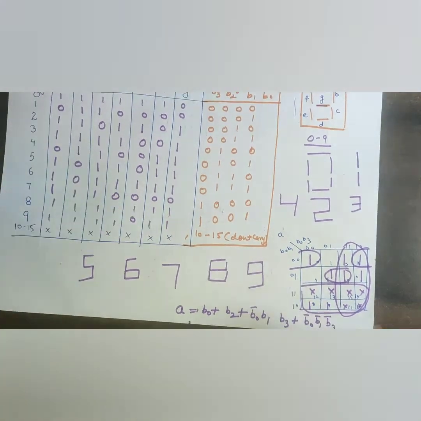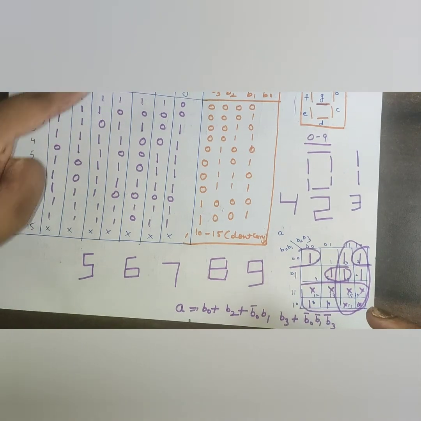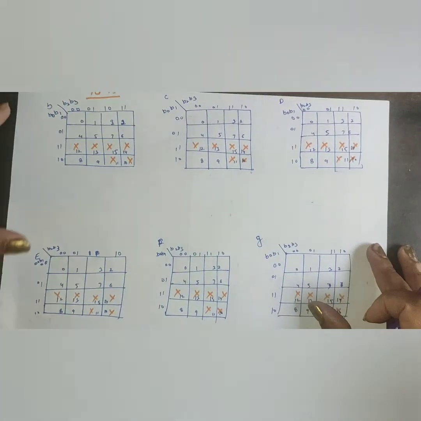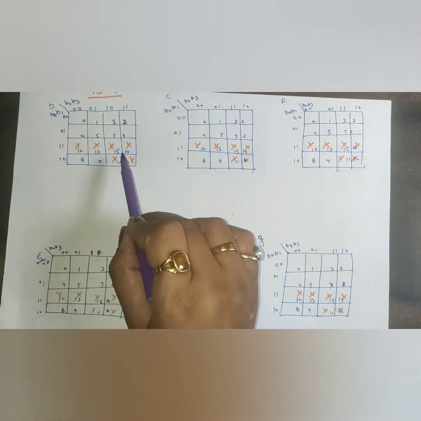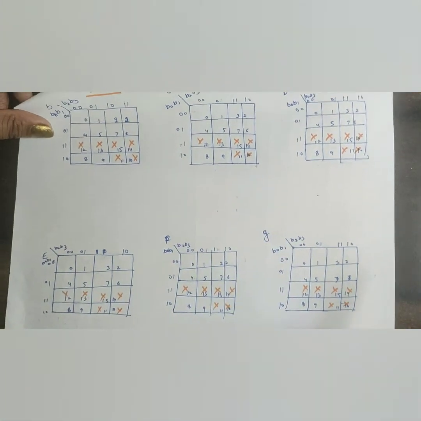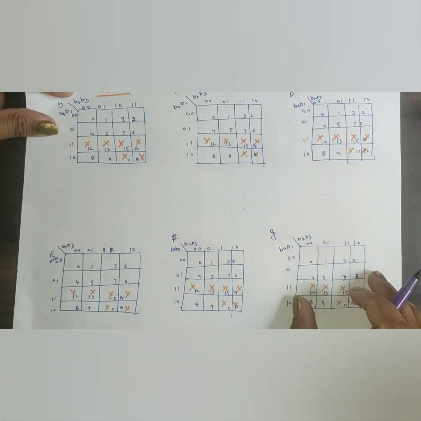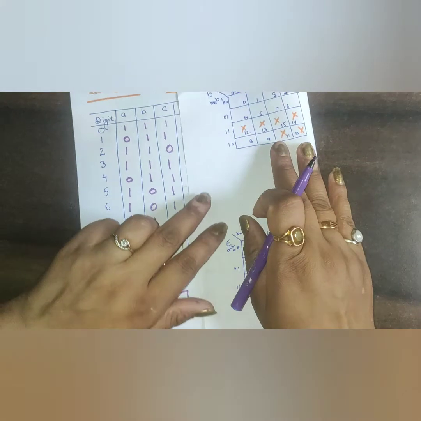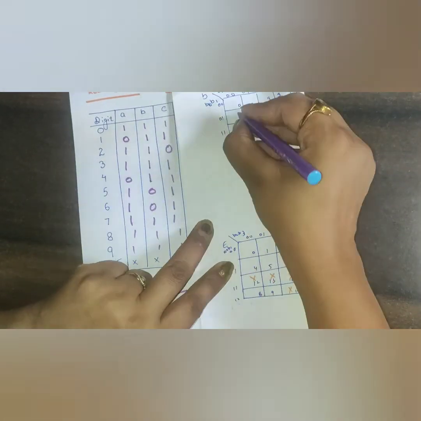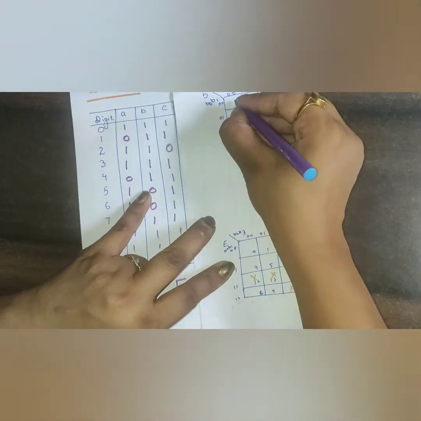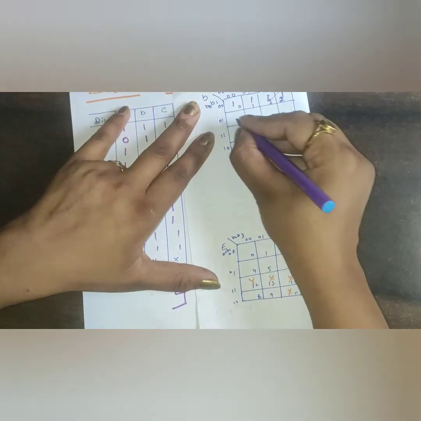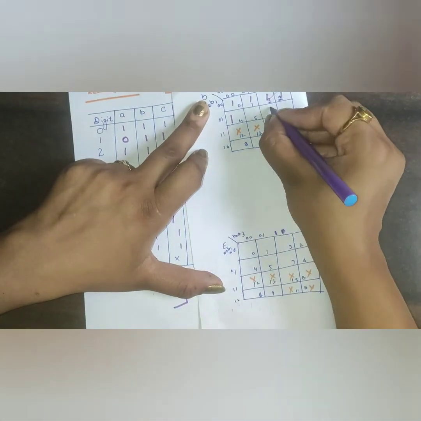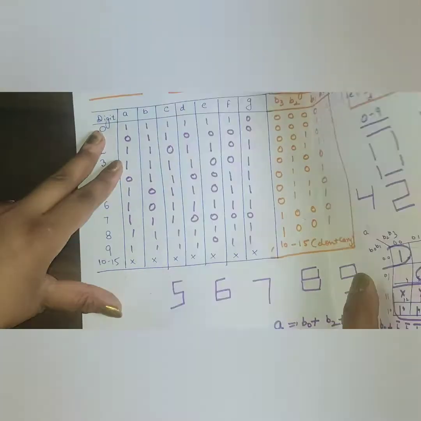By this method you can take the K-maps for B, C, D, E, F, G. Here I have made it, and for 10 to 15 I have written don't care condition for timing reasons. So here you can make for B. B is 1 for 0, 1, 2, 3, 4, and 7, 8, 9; 5 and 6 are not there. I will make all the K-maps, then I will solve.